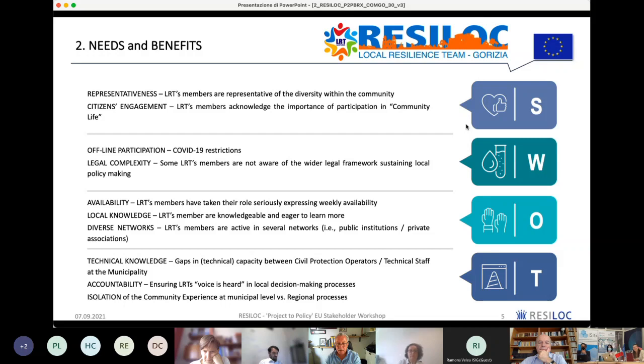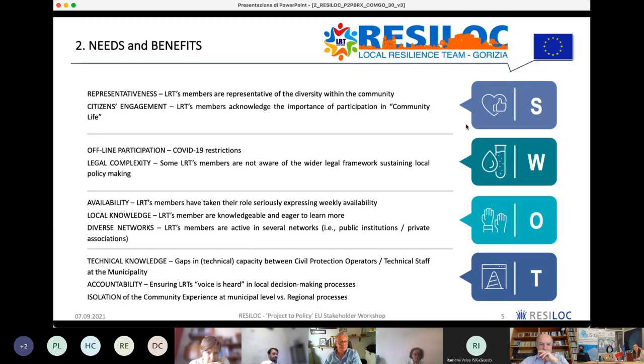Thanks. Okay. So what are the needs and benefits of the LRT members? Here's a brief SWOT analysis. I will just go very quickly through some of them. Among the strengths, we have representativeness. The LRT members are representative of the diversity that we have within the community. The engagement, so they're conscious of the importance of participation in the life of the community.